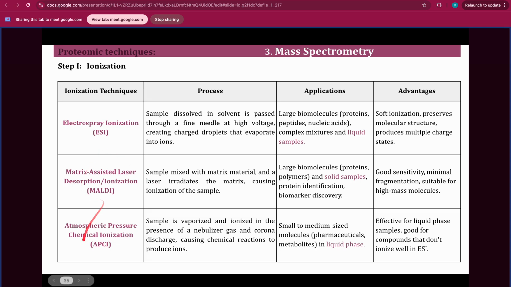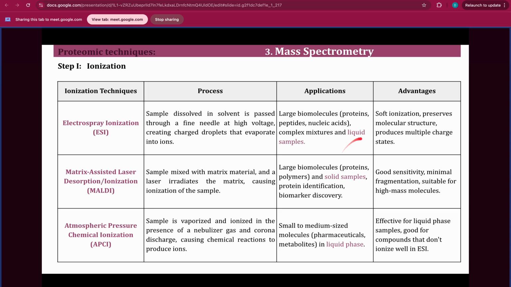Now these are three different techniques which are generally used for ionization. One is electrospray ionization. One thing you have to keep in mind is that these all will be converting your sample into different ions. But why do we use electrospray ionization? It is generally used when we have liquid samples, and what it does is the sample is first dissolved in a solvent, and then there is a needle through which you pass a high voltage current. When high voltage is passed, that particular sample creates charged droplets and converts it into ions.